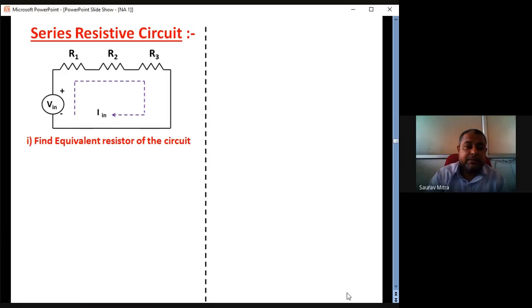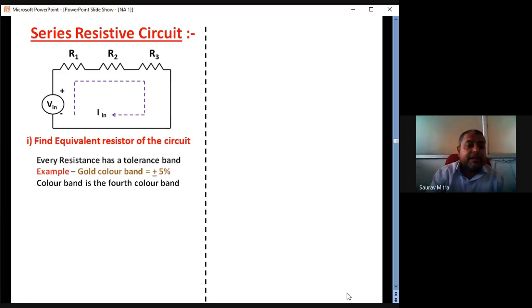So very important concept. There's another important concept here. That is, every resistance has a tolerance band. So I told you before. So here I am trying to give you the explanation about practical equivalent resistance. Previously you have seen theoretical equivalent resistance. Here I am telling you what is meant by practical equivalent resistance. But this practical thing comes only when you are in the lab here at the institute.